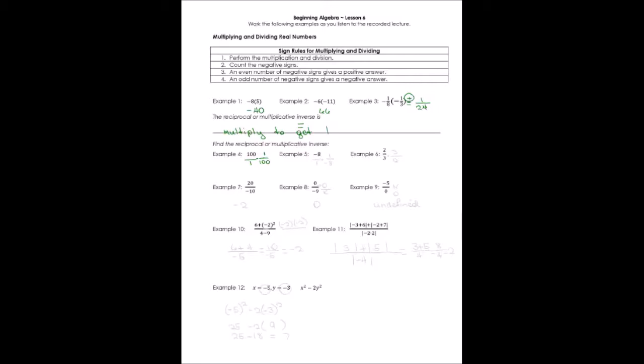Example 5 is exactly the same way. I'm going to put my negative 8 over a 1, and then I'm going to say, what am I going to multiply by? What fraction to make a negative 8 become a 1? Well, I'm going to do the opposite. I'll put the negative 8 in the denominator, the 1 in the numerator, and it would be a negative 1/8. Is that right? Yes, because a negative times a negative would give me a positive, and I want it to become a positive 1.